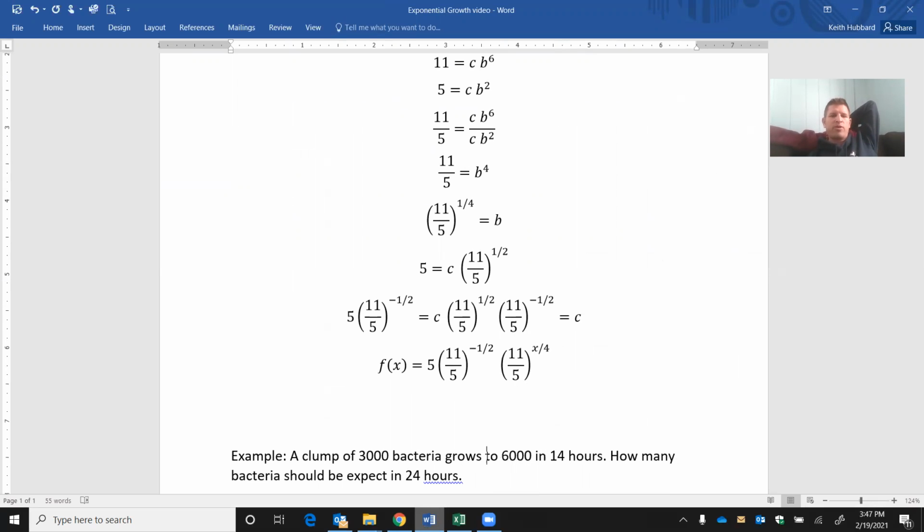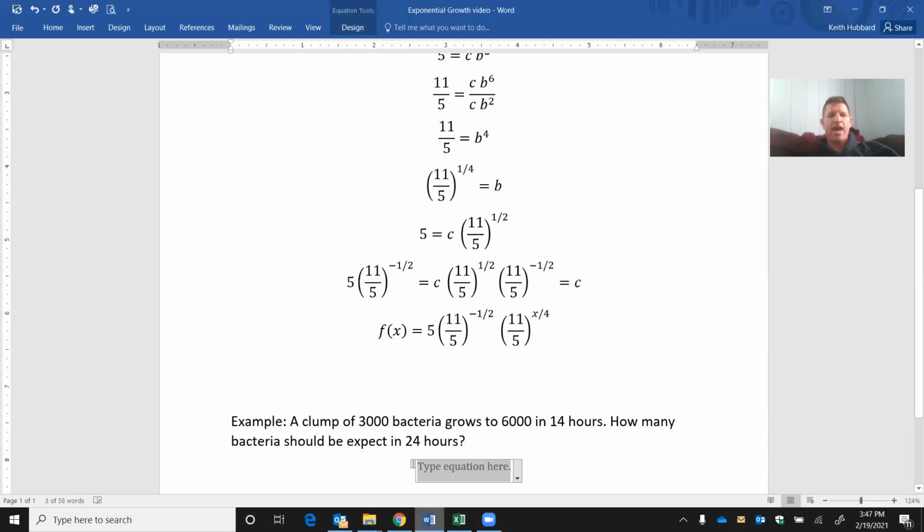Here's one: a clump of 3,000 bacteria grows to 6,000 in 14 hours. How many bacteria should we expect in 24 hours? So you can sort of see, really, what I have, if I'm using that same model, is 3,000 comes out.